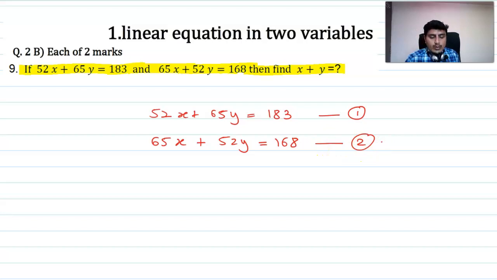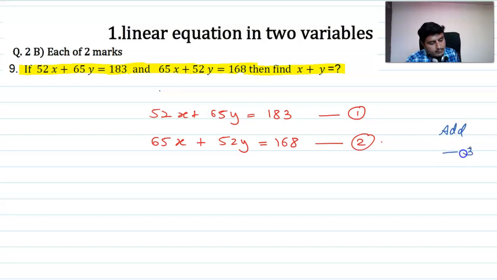Now look at the coefficients of variables x and y in both equations; they are exactly interchanged. 52 is the coefficient of variable x in equation 1, while 52 is the coefficient of variable y in equation 2. Same thing, 65 is the coefficient of variable y in equation 1, while 65 is the coefficient of variable x in equation 2. Now to simplify such equations, what shall we do? We are ultimately finding the values of x and y. We have to first add the given equations.